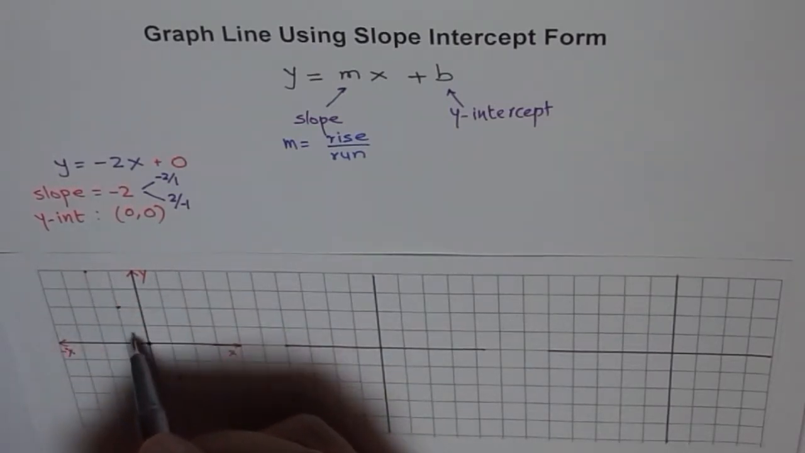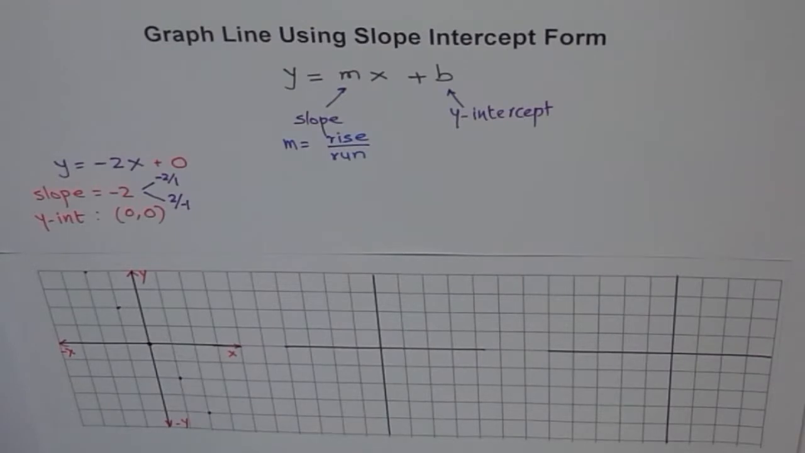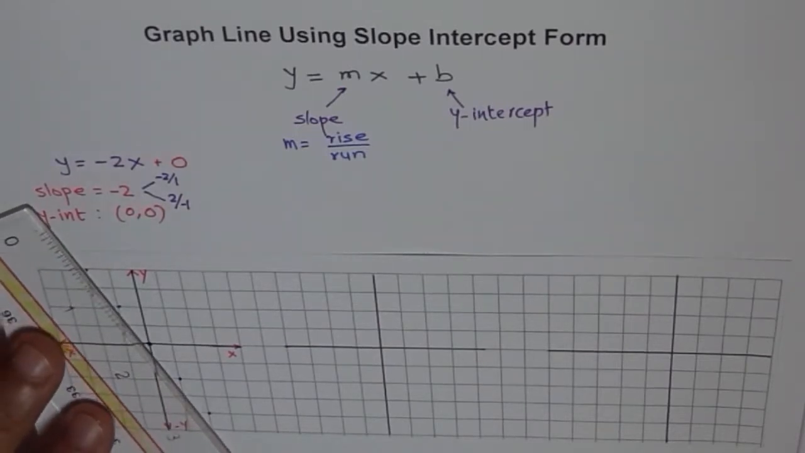So if you join these points, you get a straight line. Do you see that? And that is how we can draw a line very easily from y equals mx plus b form, which is called slope-intercept form. Now what we need to do is just join them.